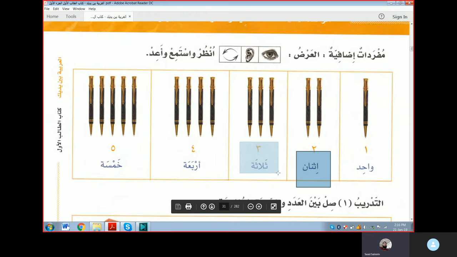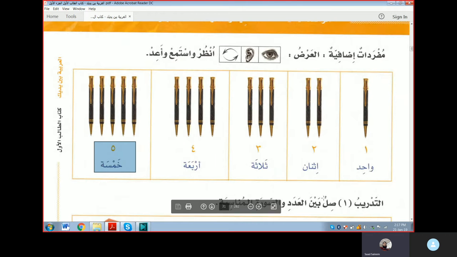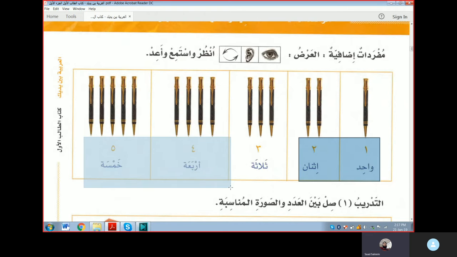Wahid, Isnain, Thalatha, Arba'a, Khamsa. Good. So the counting for 1 and 2 is a little different, and counting for 3 to 10 is different.